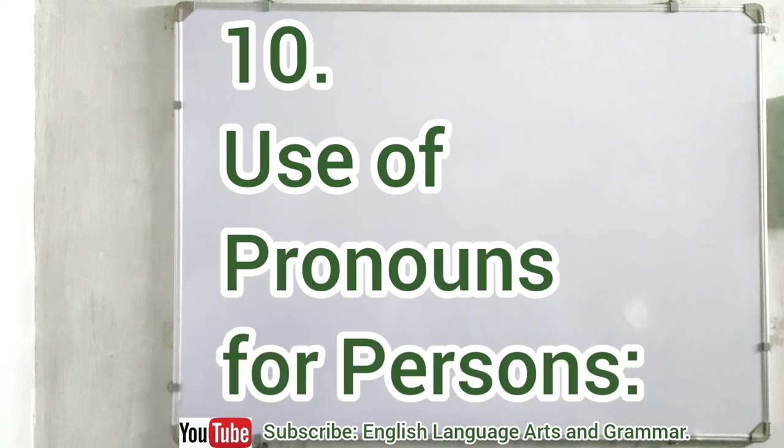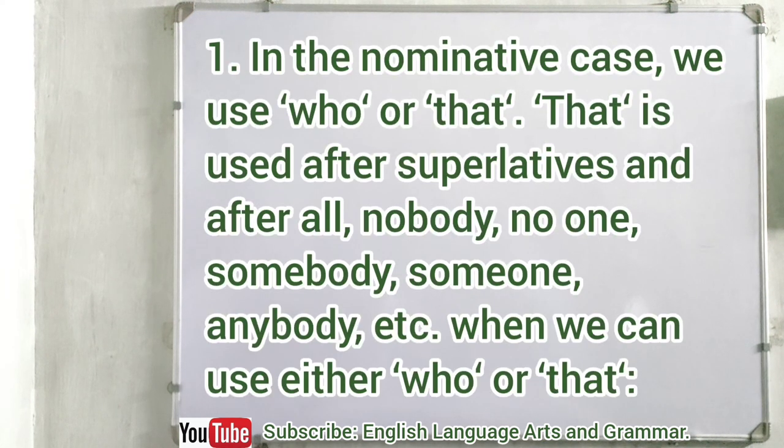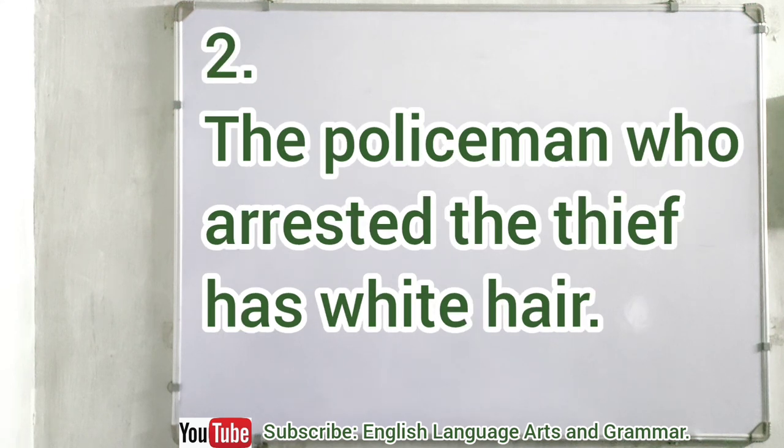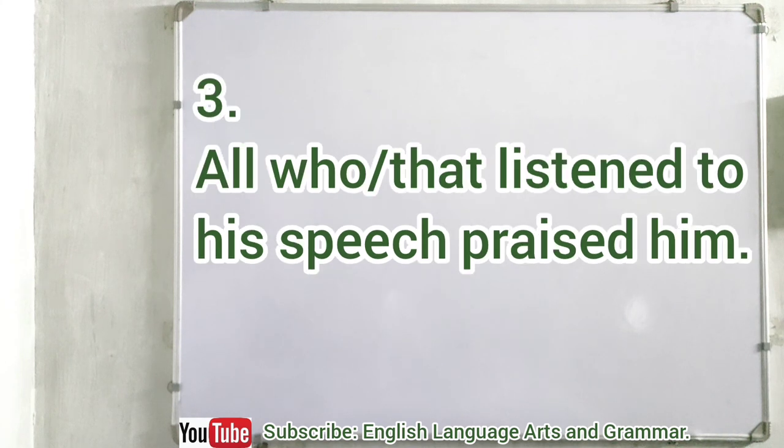Rule number 10. Use of pronouns for persons. In the nominative case, we use who or that. That is used after superlatives and after all, nobody, no one, somebody, someone, anybody, etc. When we can use either who or that. Let us learn some examples. Example 1. This is the best that I could have done in the situation. Example 2. The policeman who arrested the thief has white hair. Example 3. All who listened to his speech praised him.